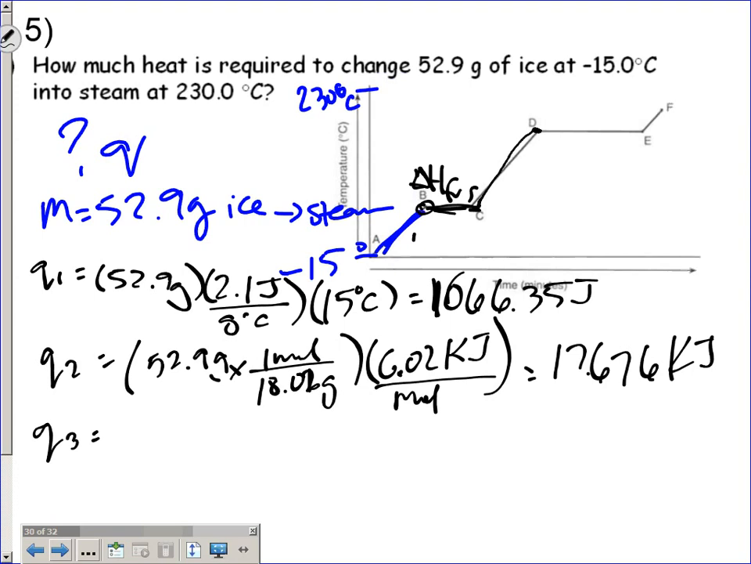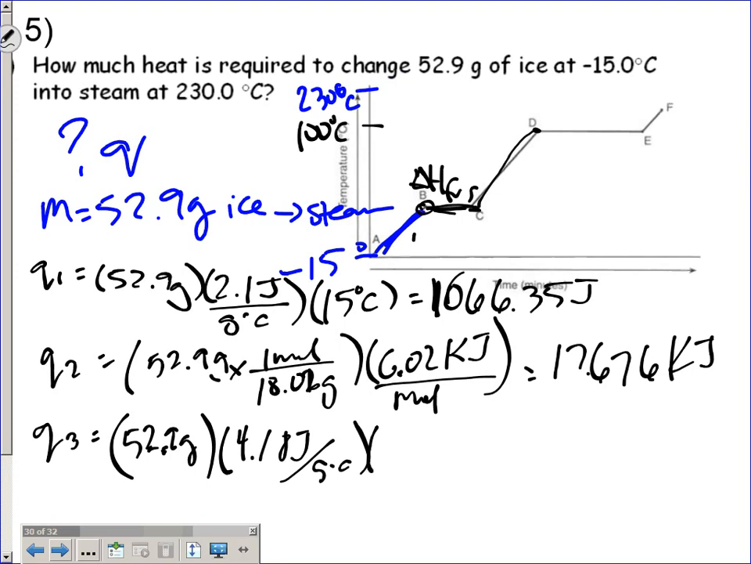When will water start to phase change again? 100. So this is common knowledge. You know that it's going to start to boil at 100. So then our mass, 52.9 grams. What's my specific heat capacity of water, liquid? 4.18 joules per gram degree C. What's my delta T? It is 100 minus 0, which is 100. And that, somebody can calculate for me in a second.